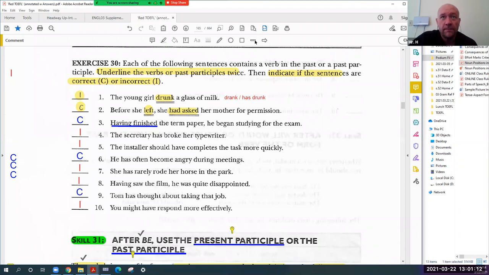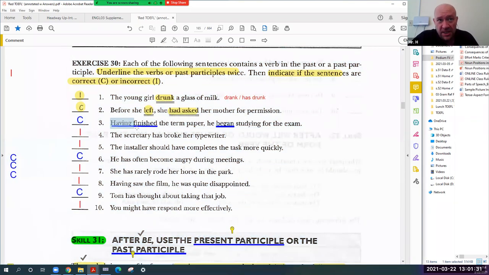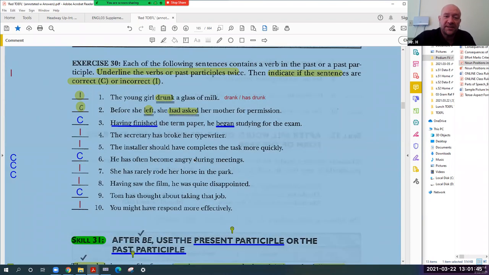What about over here? How about this one? He began. I think it's incorrect. Okay. You lose marks on TOEFL. This sentence is correct. All correct. The whole example is correct. You see, we're only looking at the perfect formula. The perfect formula here. So this is have and verb three. So sentence three is correct.